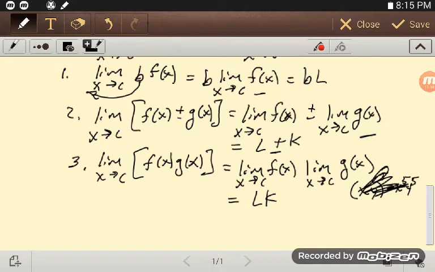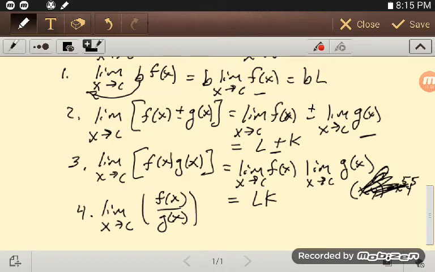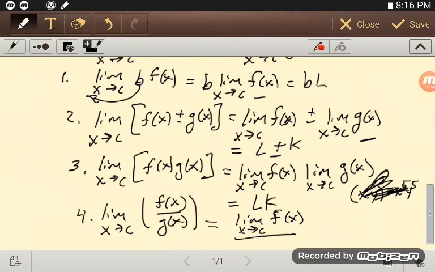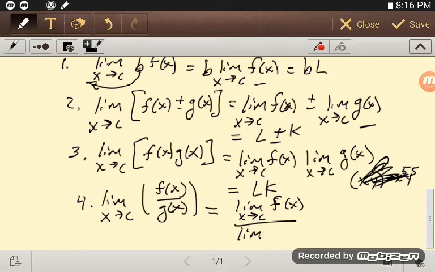And then similarly, as long as the denominator doesn't go to 0, so we have this limit as x goes to c of the quotient f of x over g of x, as long as k is not 0, then we can do the limit as x goes to c of f of x divided by the limit as x goes to c of g of x, and that equals L over K, as long as K is not equal to 0, because we can't do that division.